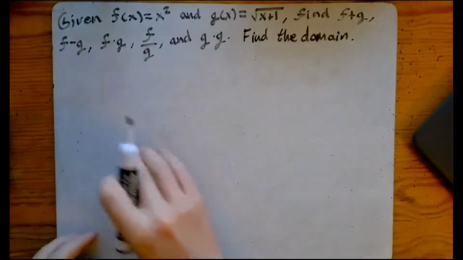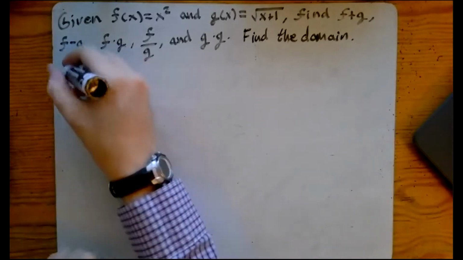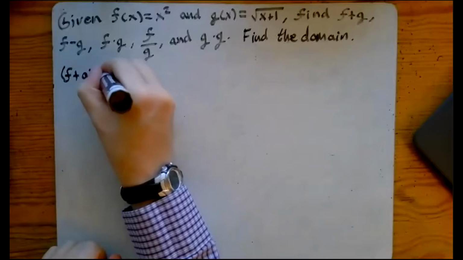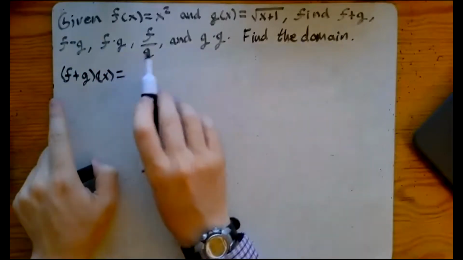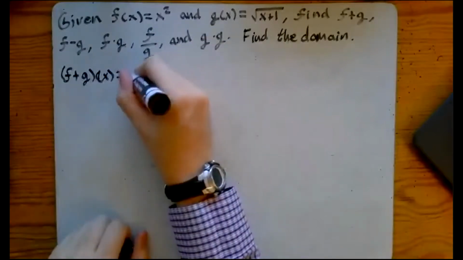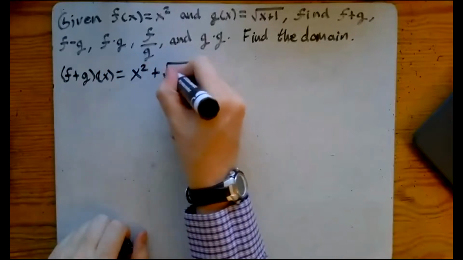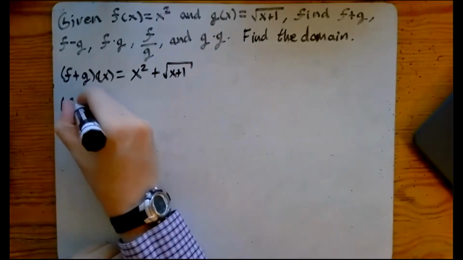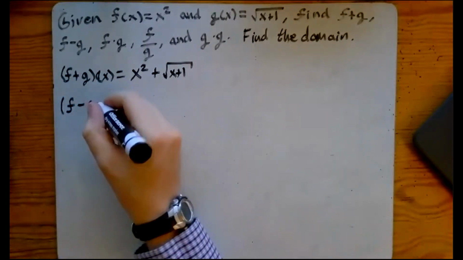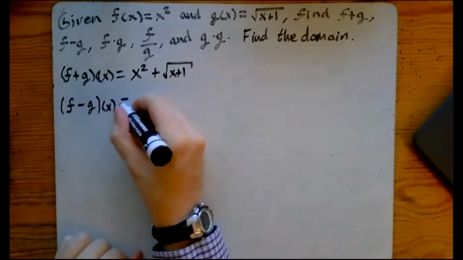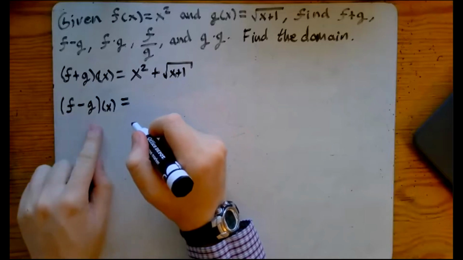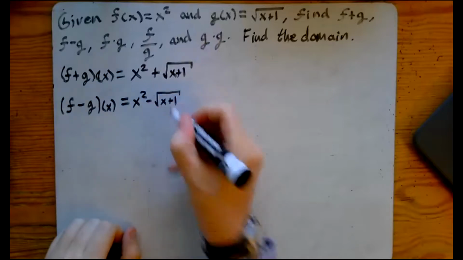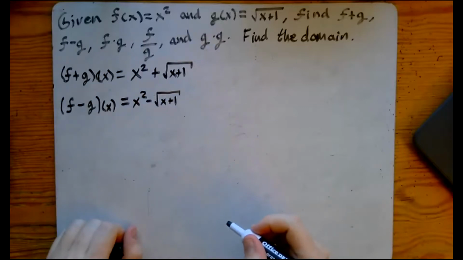So, well, what is f plus g? Well, we are adding x squared and square root of x plus 1. So we add x squared and square root of x plus 1. Okay, that was easy. What's f minus g? Okay, well, f minus g is f minus g. Yeah, it's really this simple.